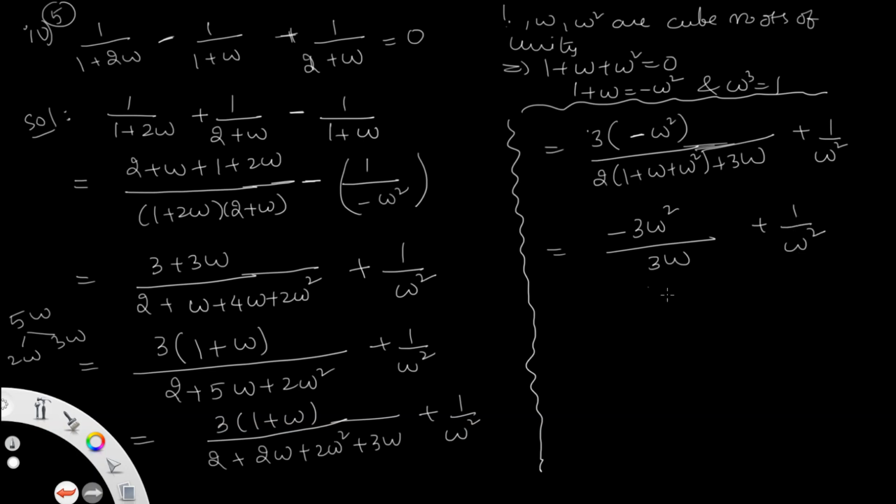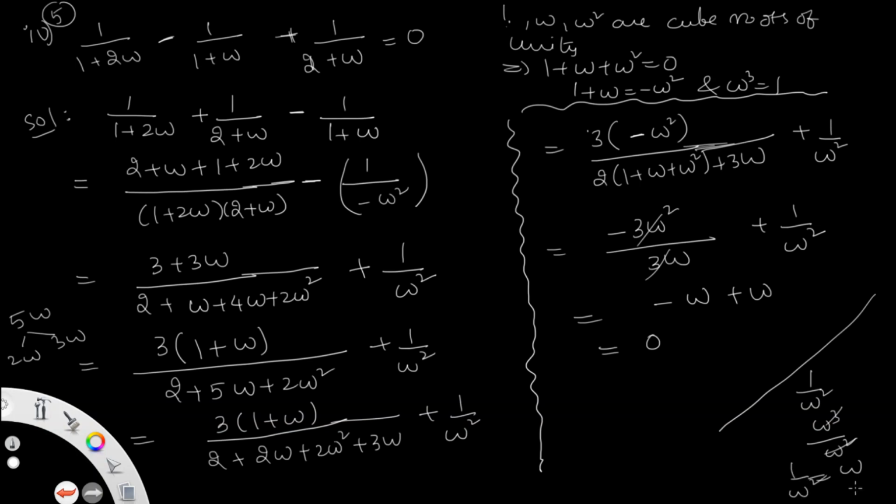That is, 3 cancels, omega square cancels. That is minus omega plus 1 by omega square, which is omega. That becomes 0. Why? Because 1 by omega square equals omega cube by omega square, so that is nothing but omega. Therefore 1 by omega square is nothing but omega. That's why we write minus omega plus omega becomes 0. Therefore, the given question: 1 by 1 plus 2 omega minus 1 by 1 plus omega plus 1 by 2 plus omega equals 0. So what is the next question?